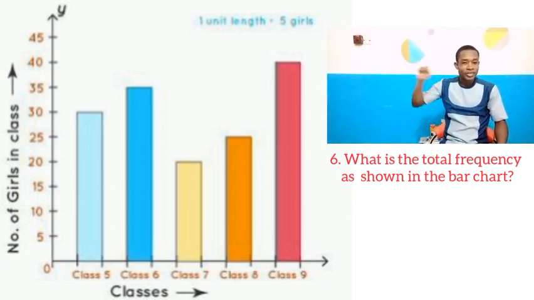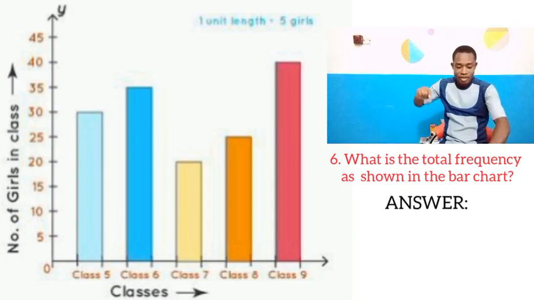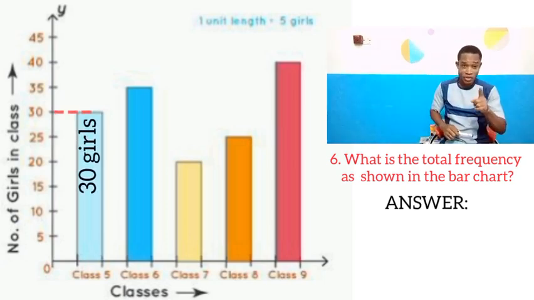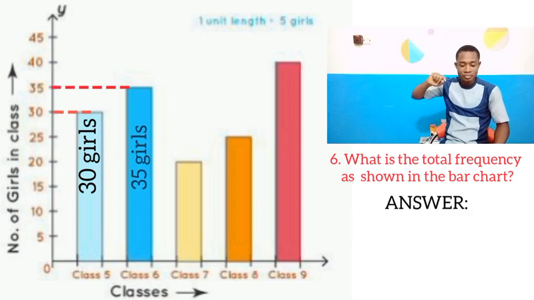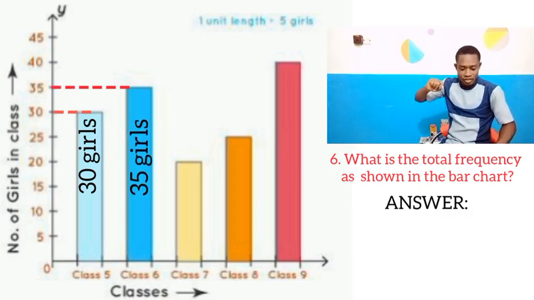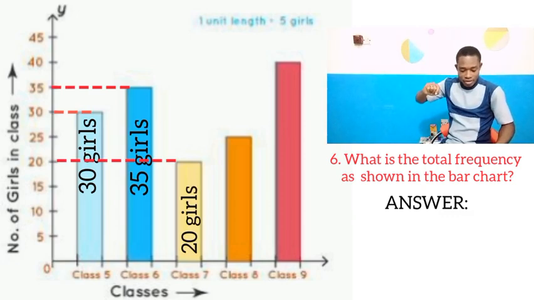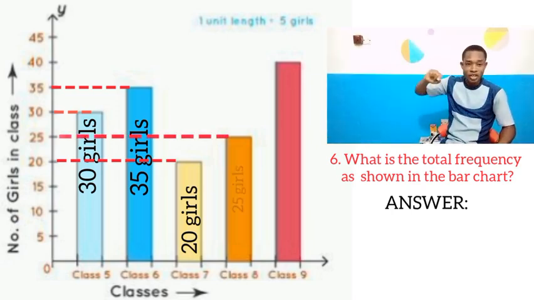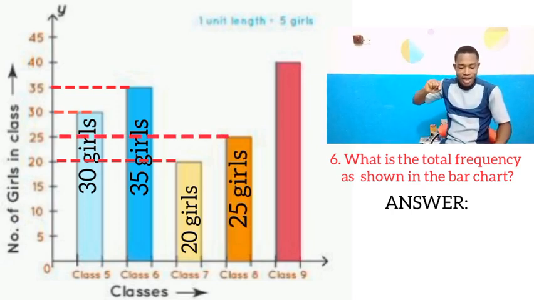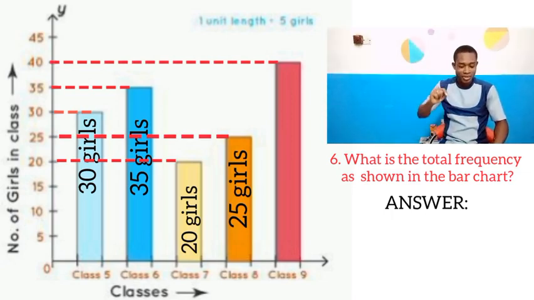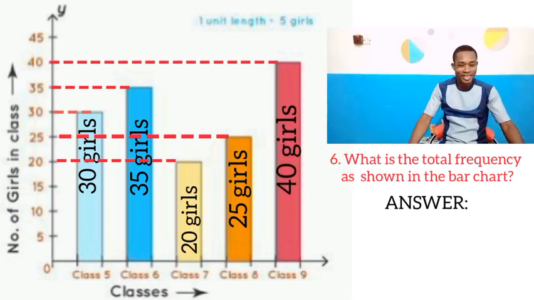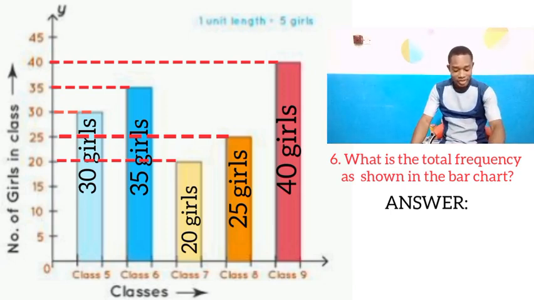Class 5, the rectangular bar, if you check the tracing, that is 30 girls there. So we have 30 there. Take note of that. Then class 6, we have 35 there. Class 7, we have 20 girls. Alright. Class 8, we have 25 girls. Class 9, we have 40 girls. So we're going to add all these numbers. Are you ready? So let us add them and see.